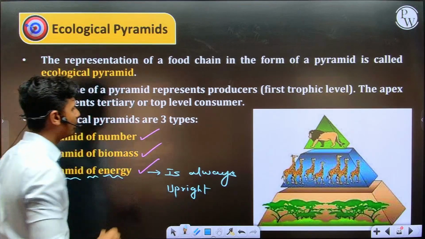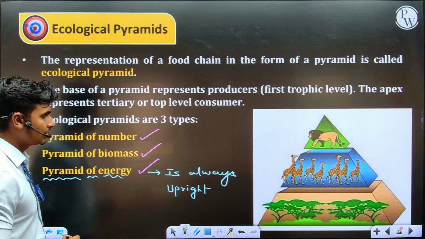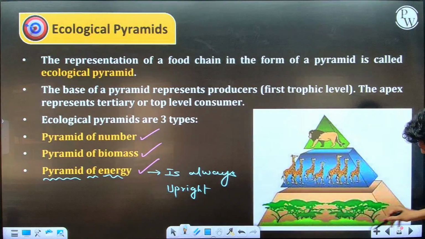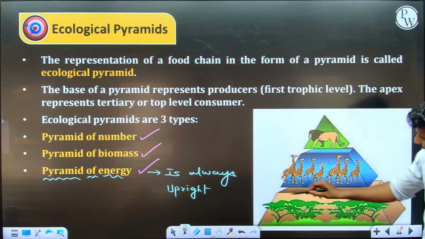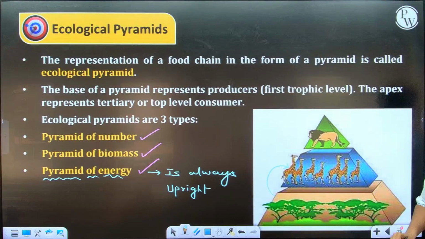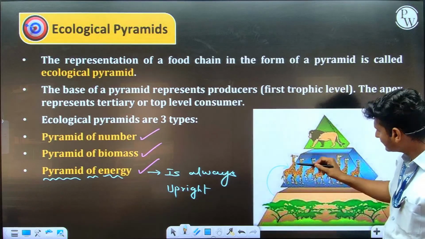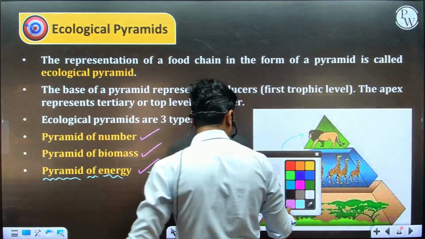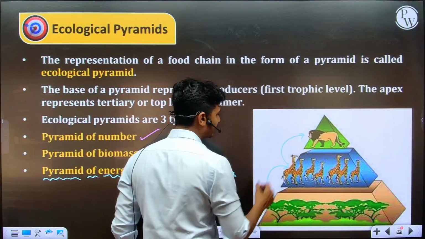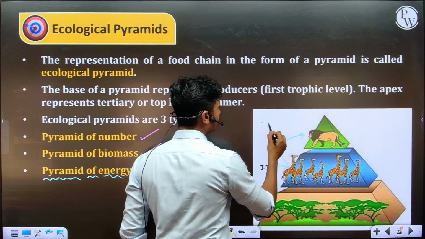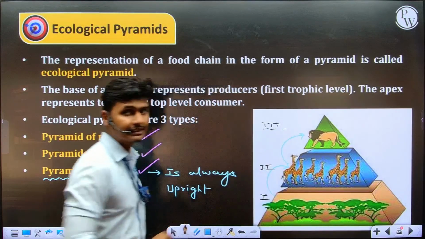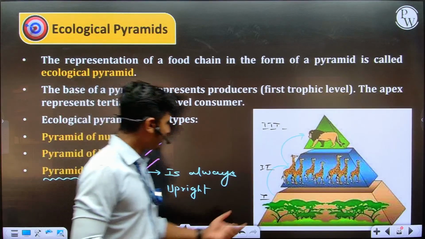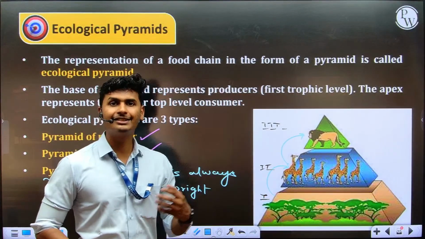Now, what is the meaning of that statement? If this is, for example, a pyramid, the first stratum has plants or grasses eaten by deer, herbivores, and the deer are eaten by lion, that is the carnivores. This is the first stratum. This is the second stratum, and this one is the third trophic level, that is the stratum. Now, the energy the plant has is due to photosynthesis.